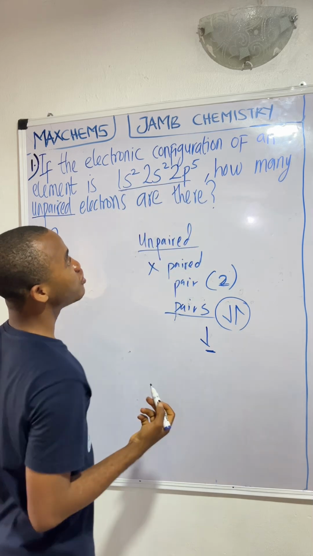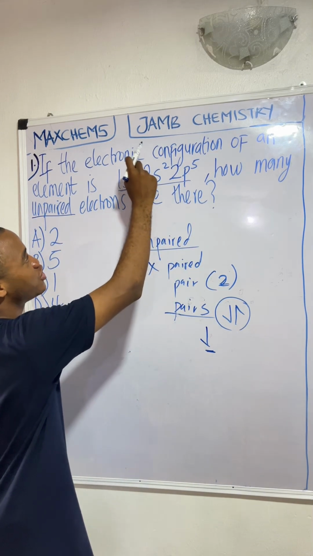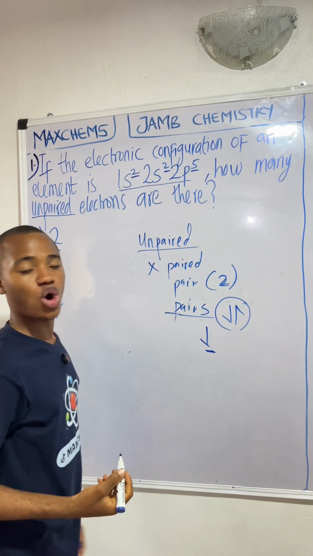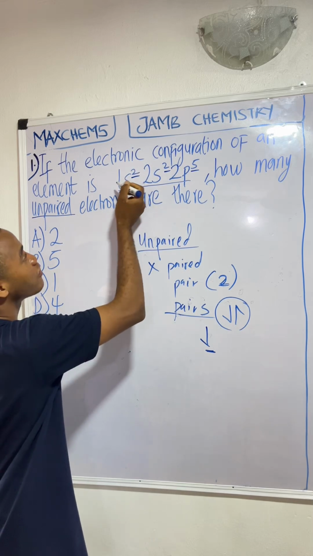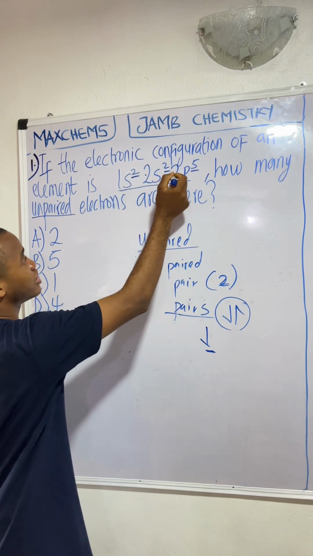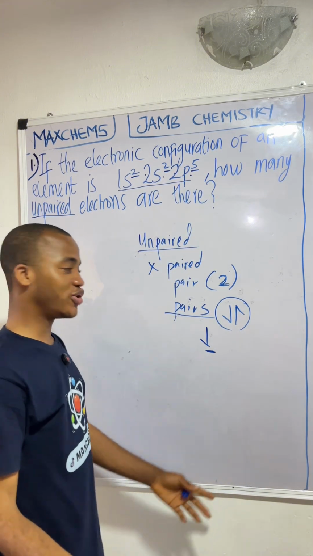So with this electronic configuration, let's try to arrange these electrons into their respective orbitals. You see, these two electrons here are in the first shell, in the s orbital. This is the second shell, s orbital, second shell, p orbital, you understand? So now, let us try to draw it.